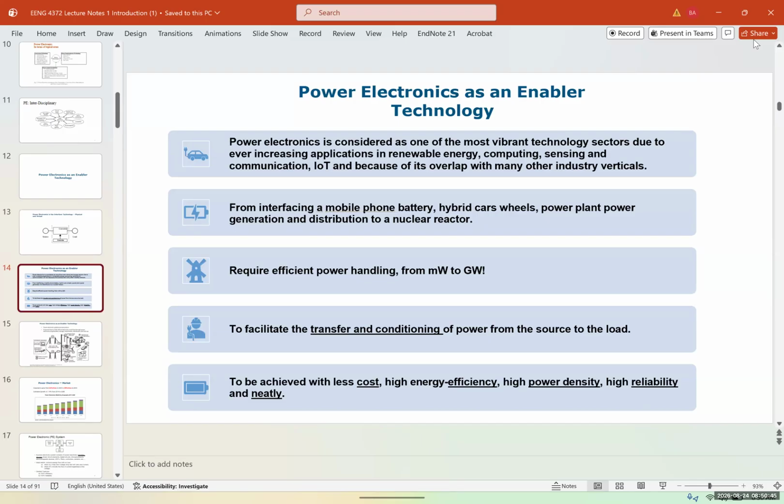It's considered one of the most vibrant technology sectors due to ever-increasing applications in renewable energy, as I mentioned, computing, sensing, and communications, IoT, and because of its overlap with many other industry verticals, from interfacing a mobile phone battery, hybrid car wheels, power plant power generation and distribution to a nuclear reactor, require efficient power handling from milliwatts to megawatts or gigawatts to facilitate the transfer and conditioning of power from the source to the load, and to be achieved with less cost, high energy efficiency, high power density, high reliability, and neatly.